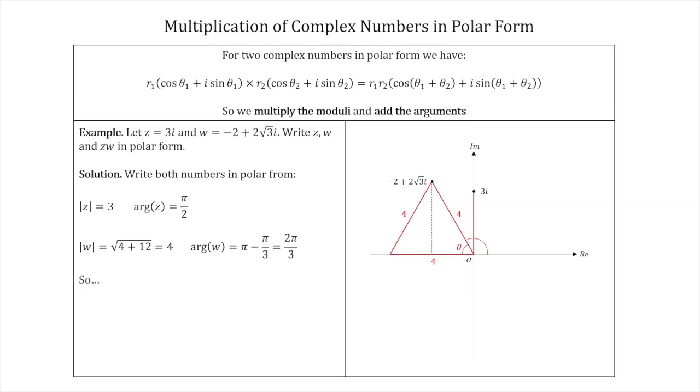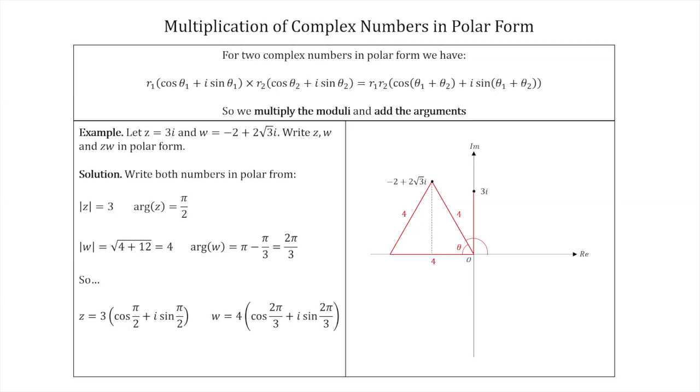So let's write down what we have. We want to write the two numbers in polar form. So z is equal to 3, that's the modulus, times cos of pi by 2 plus i times sine of pi by 2. And you can hopefully figure out what w is going to be. w is equal to 4 times cos of 2 pi over 3 plus i sine 2 pi over 3. So we're just using the information we just calculated to write these things down.